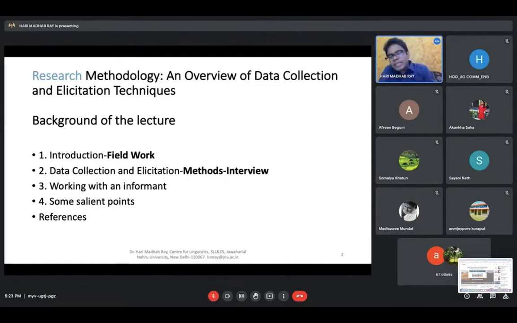So maybe some of the practical experience working in the field, and some of the salient points, especially while we carry out research or collect data, some of the important points, and then some suggested readings. If you want to carry out linguistic field work, what are the things you need to read, some references, some suggested readings I will try to provide at the end, okay? And then some questions and answers.